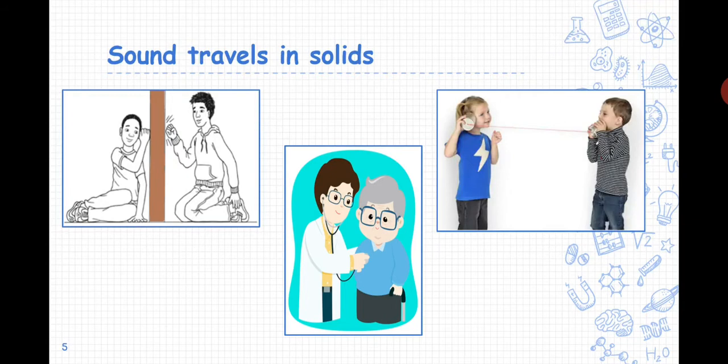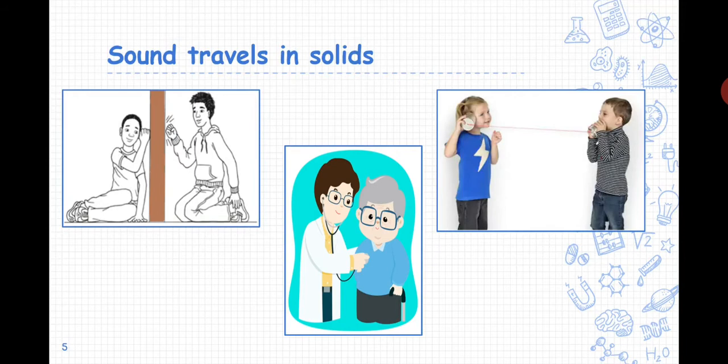Let's see those examples now. Look at the first picture at your left hand. There is a wall between those two boys. When one boy knocks that wall, the other boy can hear that. Let's think, in what medium does the sound travel here? What carries the sound to reach the boy's ear? It is the wall, right? So, in the first picture, sound moves through the wall to reach the boy's ear.